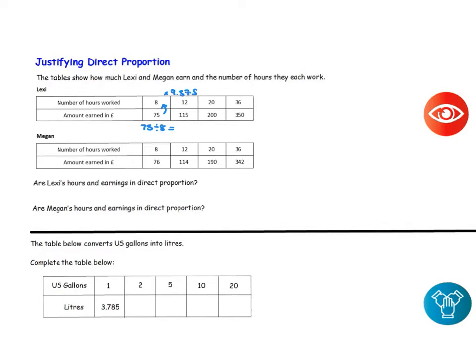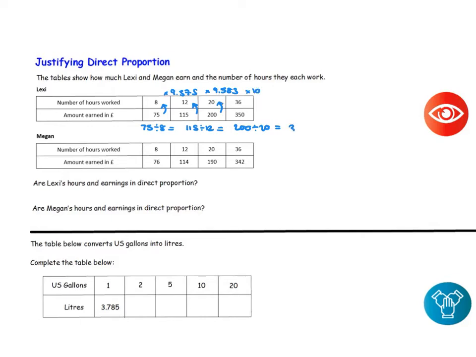I'm now going to do 115 divided by 12. 115 divided by 12 is equal to 9.583. So I've times by 9.583 this time. We'll keep going. The next one I'm going to do is 200 divided by 20. That's actually quite a nice one. That's times by 10. I don't need to pop that into my calculator.